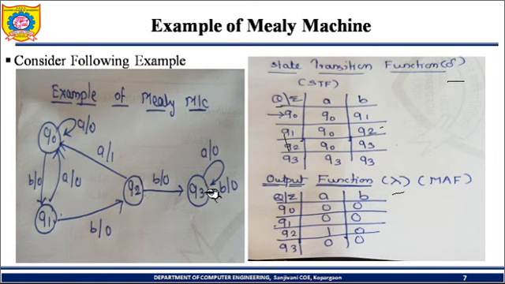Q2 after accepting B, it is in Q3. And Q2 after accepting A, it is in Q0. Same way Q3 after accepting A and B, it will stay in the same state, Q3. So that's why Q3 after accepting A, Q3. Q3 after accepting B, it is in Q3.